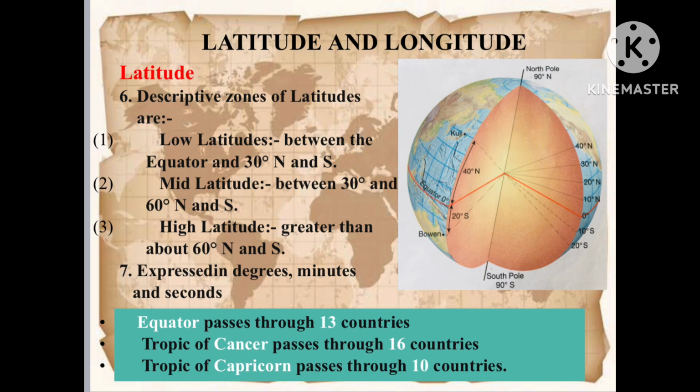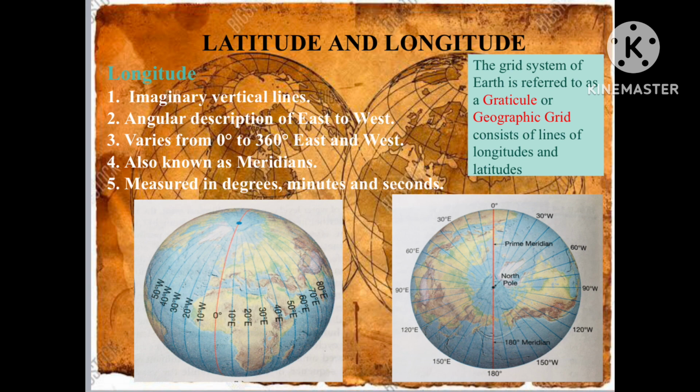Here are some interesting facts. Our equator passes through about 13 countries, the Tropic of Cancer passes through 16 countries, and the Tropic of Capricorn passes through 10 countries of the world. So these are the basic concepts related to latitudes. After learning about latitudes, here come the longitudes.